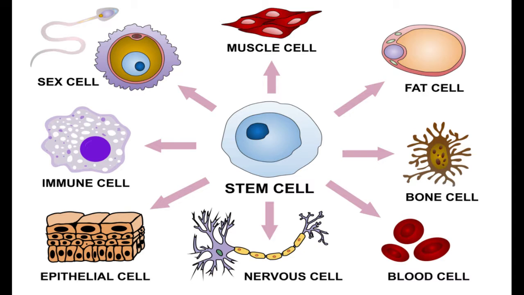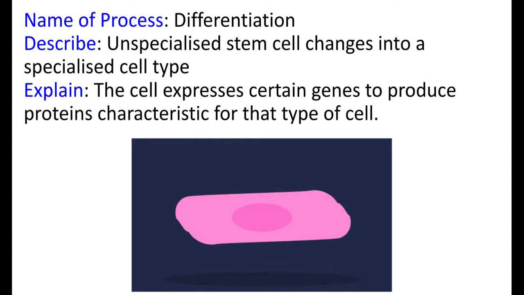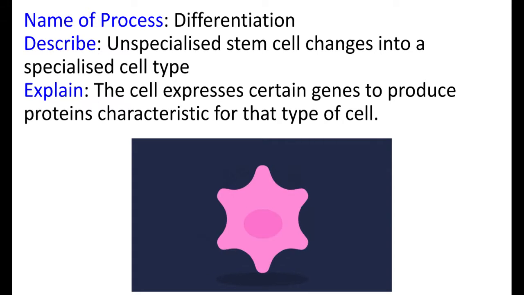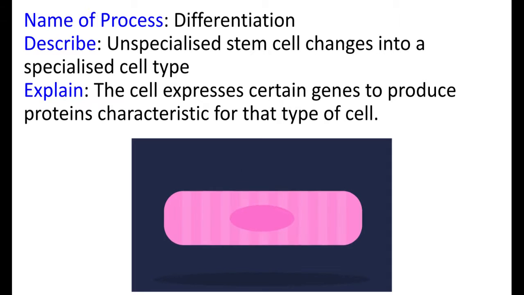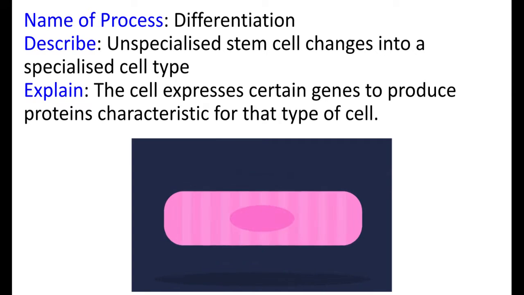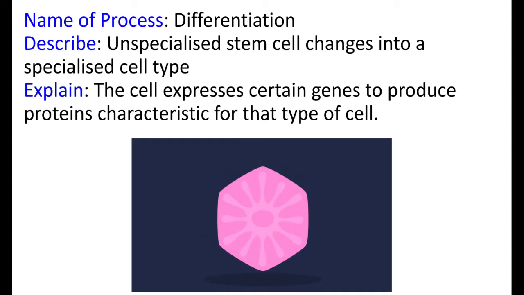And that process is called differentiation. So differentiation is when your unspecialised stem cell changes into a specialised cell type. Now if you're asked to explain the biology behind that, the cell begins to express certain genes to produce the proteins which are characteristic of that cell type. So remember, every somatic cell has all 46 chromosomes, so every cell has all of the genes, but most of these genes are turned off.